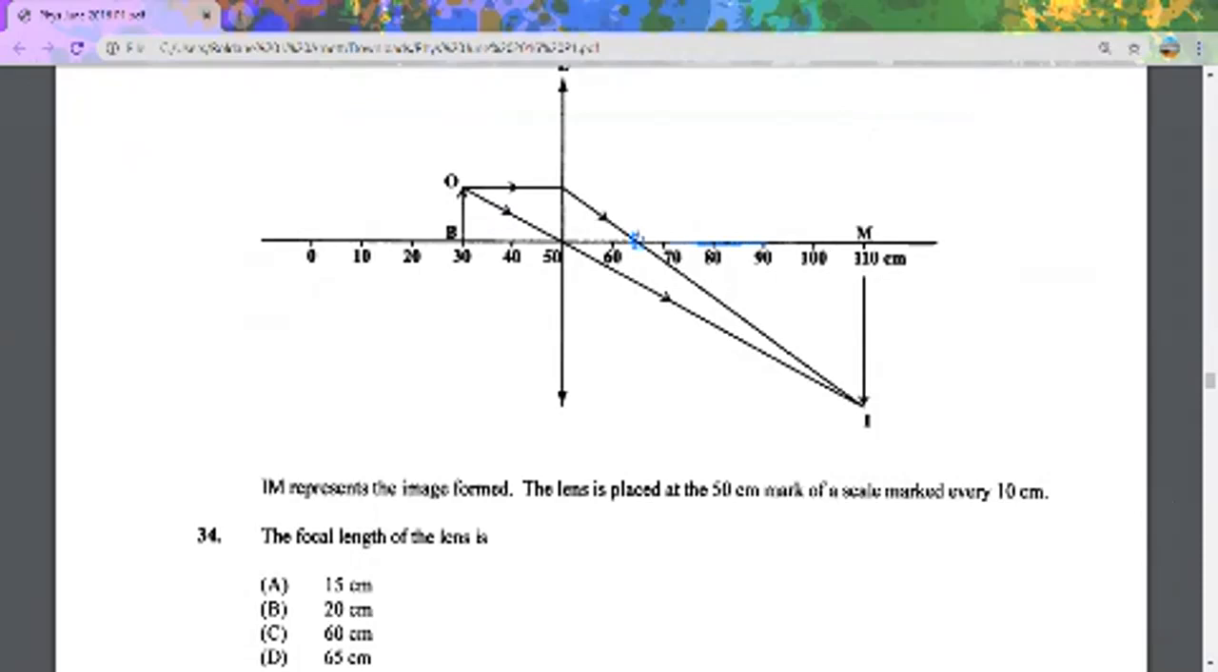The focal length. And since the lens is placed at the 50 mark, and the focal length looks like it's in between 60 and 70, we could say it's 65. So from 50 to 65, that's 15 cm. So the focal length is where that ray of light cuts the principal axis, and that is actually 15 centimeters away from the lens.